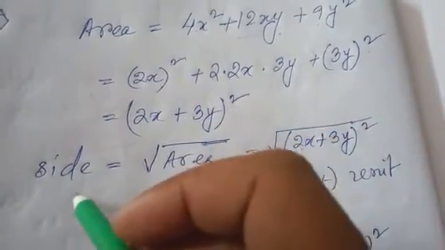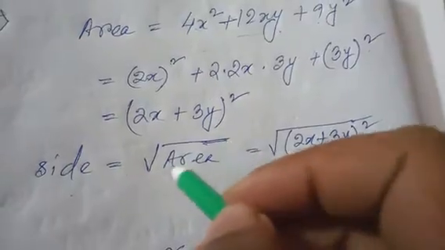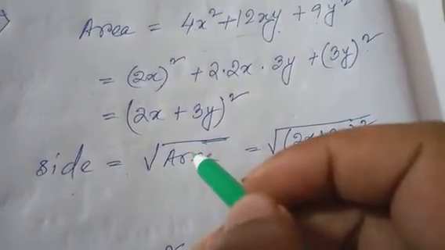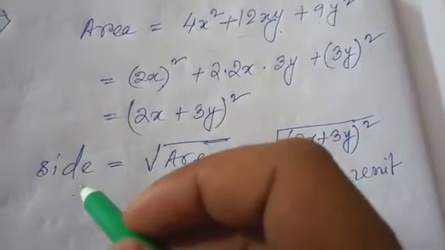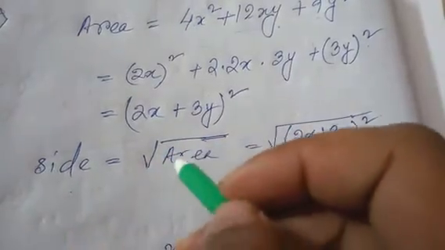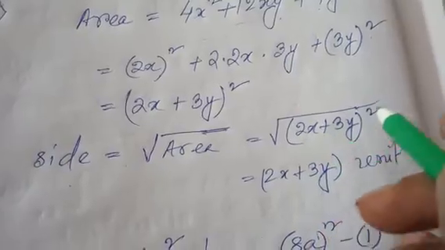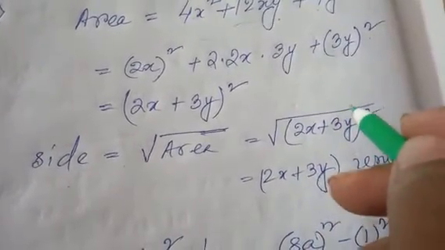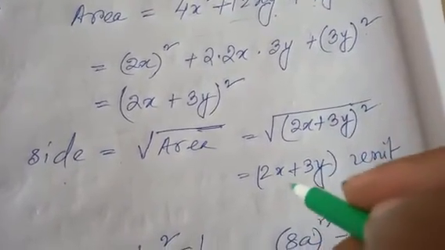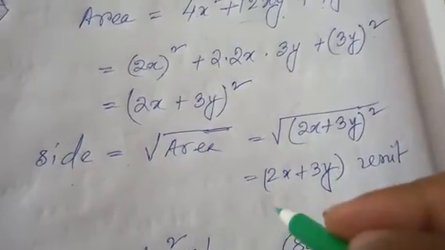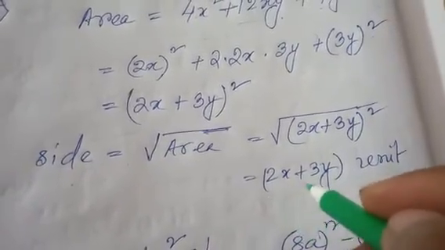Okay, therefore side equal to root over area of square. It is a square formula, so side equal to root over area, and put the value of area 2x plus 3y whole square, then root and square go, therefore 2x plus 3y is the answer. Side of square is 2x plus 3y.